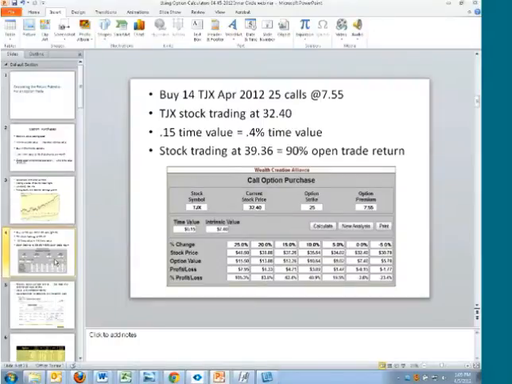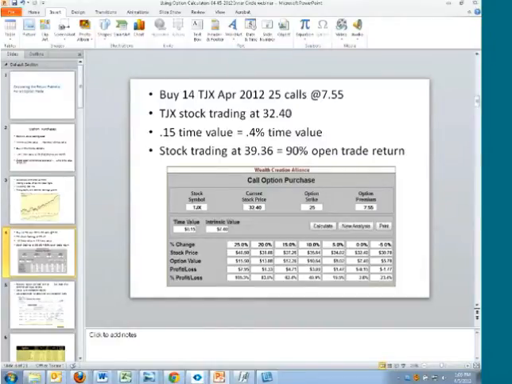And we went ahead and bought the TJX April 2012 25 calls at 7.55, and these calls will expire, I guess, 2 weeks from tomorrow. And at the time we purchased the option, TJX stock was trading at 32.40. So if we buy the 25 calls and the stock's trading at 32.40, that's an in-the-money call.